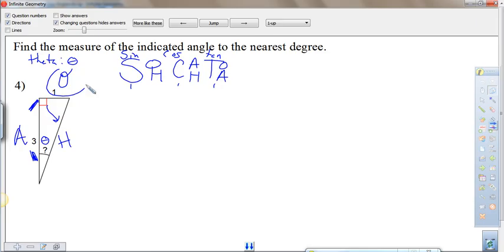So for this one, prep work over. We've got the opposite side, and we've got the adjacent side. The only one with opposite and adjacent is our tangent. You can also think of it as we're not using the hypotenuse.